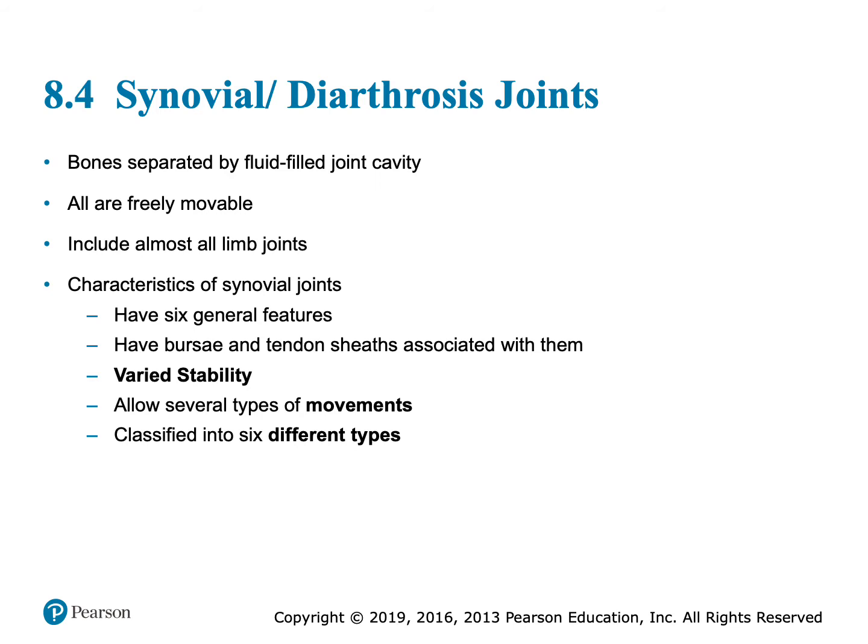Now, some are going to have more movement than others, like I mentioned. And we're going to break it down into different types, and you'll see that those different types have different directions that they can move and different stabilities. Some of them will have a bursa or a tendon sheath associated with them as well.